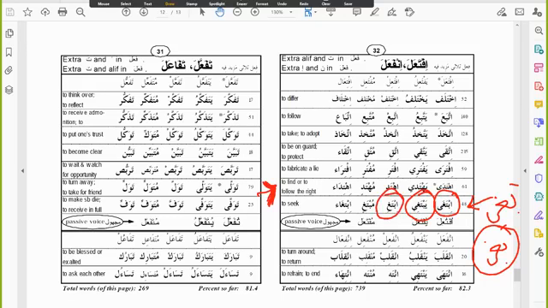Ibtaghi, you're asking him to seek. Mubtaghin, the person that is seeking. Ibtigha, the reason for their seek. And bughya. Bughya is basically the reason for your seek.